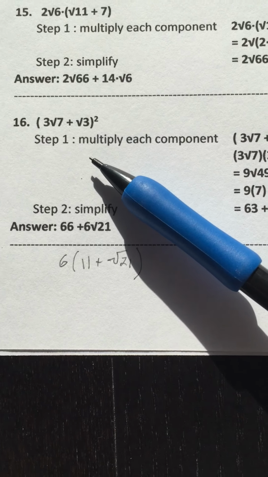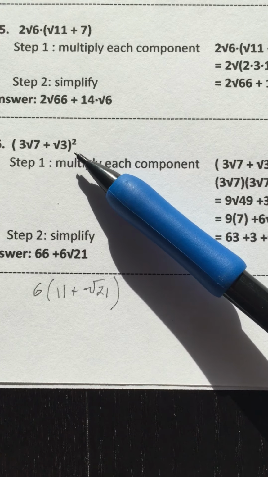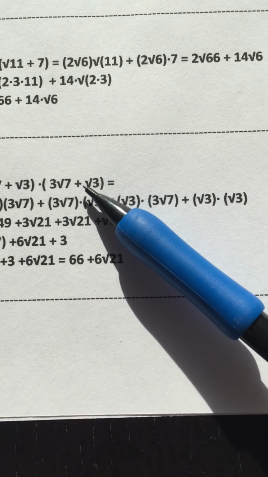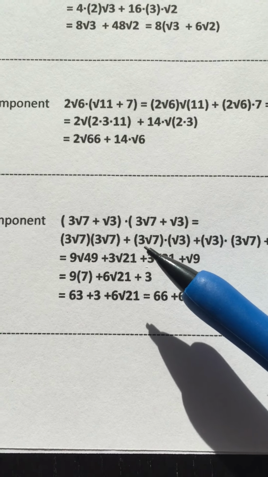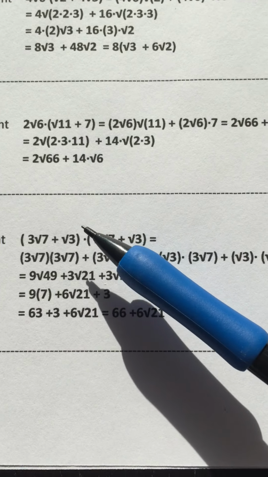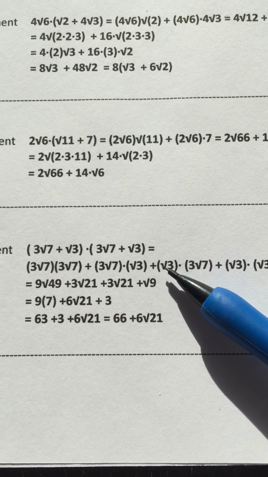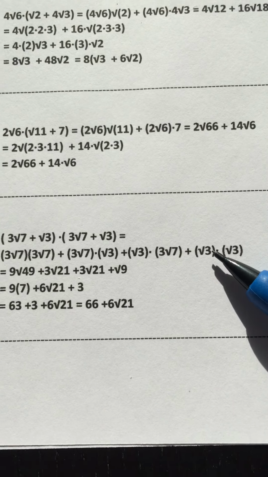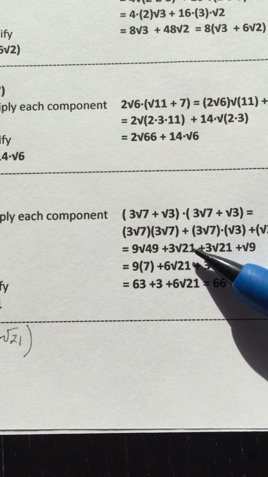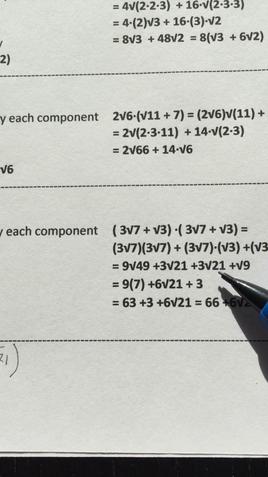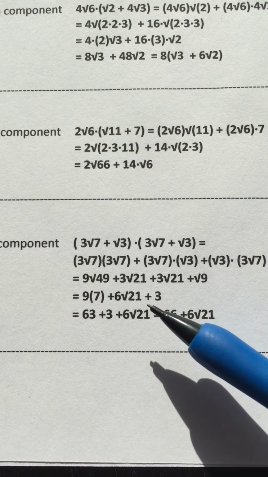Number 16, 3 square root of 7 plus the square root of 3, squared. So that means I'm multiplying them times each other, multiplying each factor through using FOIL: first, outer, inner, and last. So I have the first terms, the 2 inner terms, and then the outer term. And when I multiply those out, it's 9 square root of 49 plus 3 square root of 21 plus 3 square root of 21 and the square root of 9.